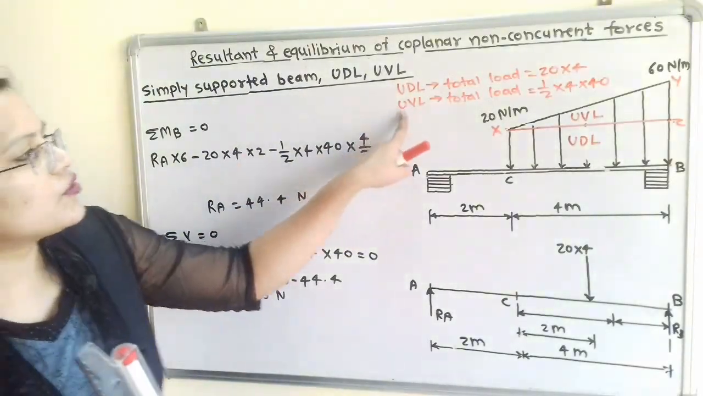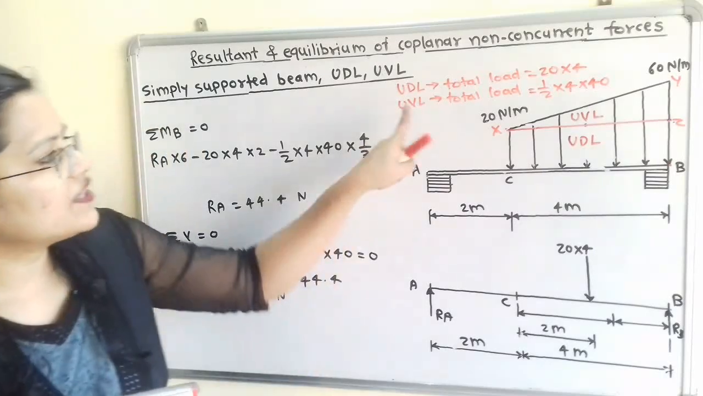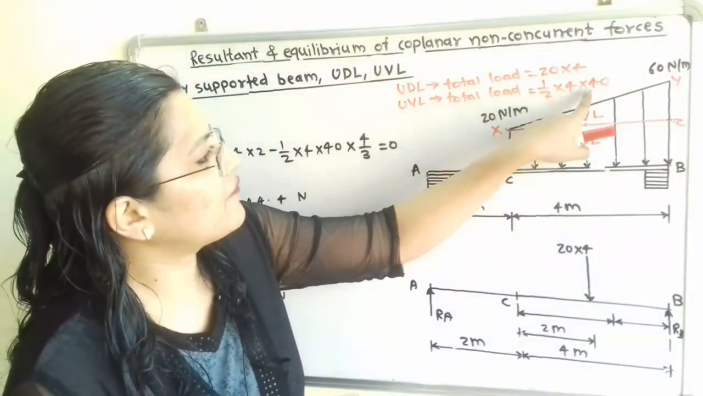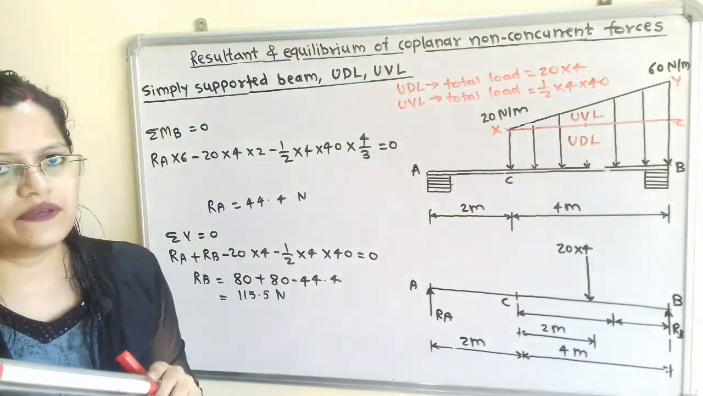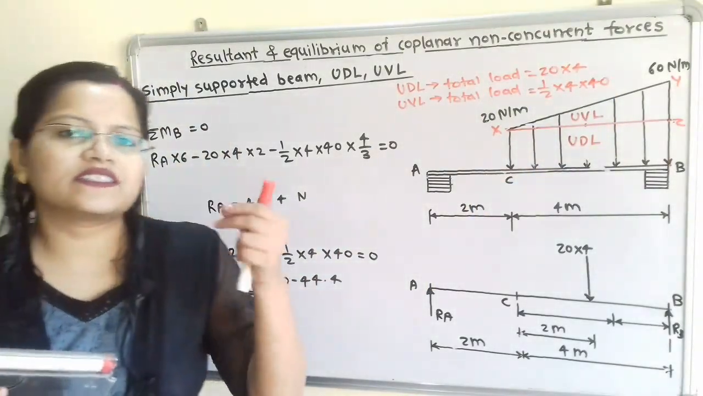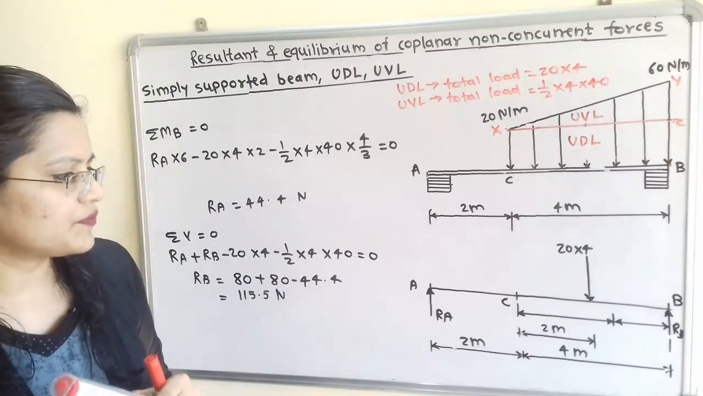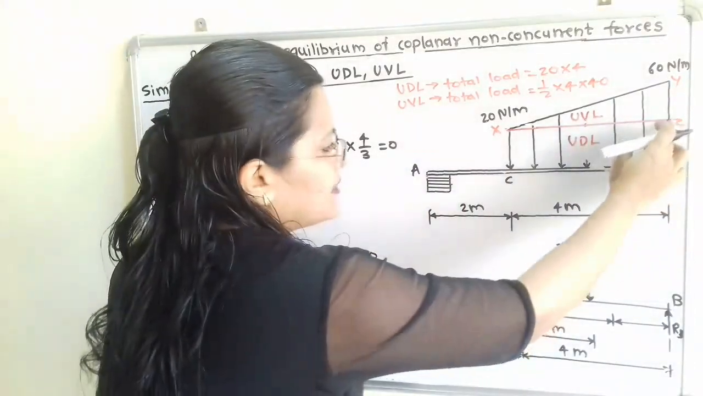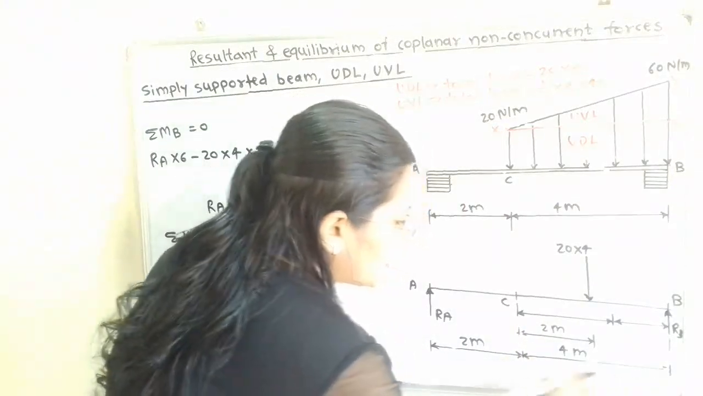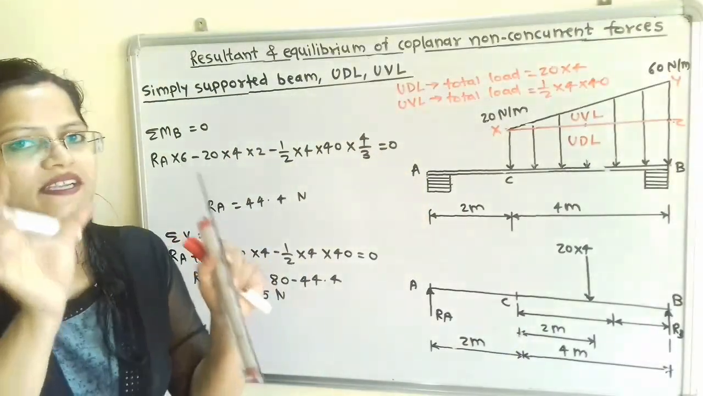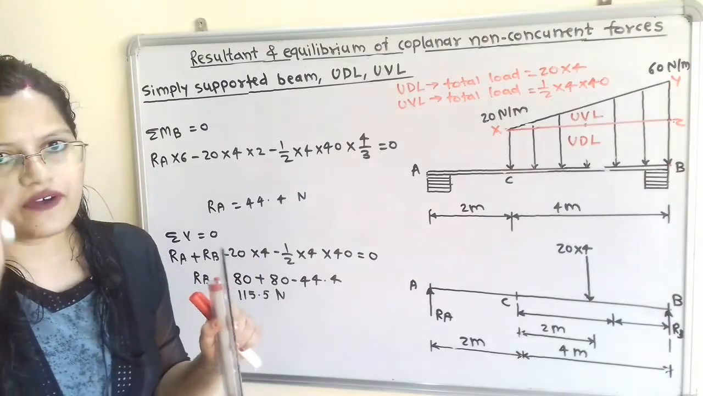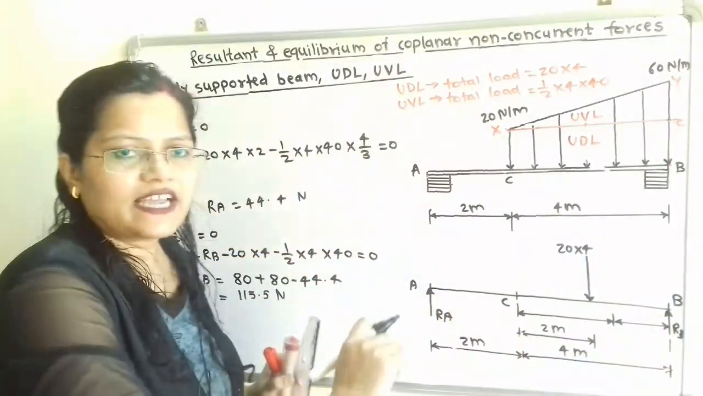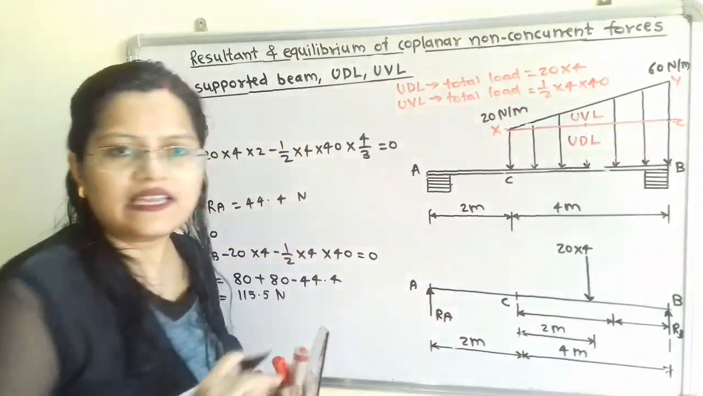Now we will move to the uniformly varying load. For the uniformly varying load, the total load is given by half multiplied by 4 multiplied by 40. Now, where is the point of application of this total load? If we observe, the point of application is at 1 by 3, that is, the total length of 4 meter has to be split into two lengths: first section 1 by 3 from the right hand side and 2 by 3 from the left hand side.